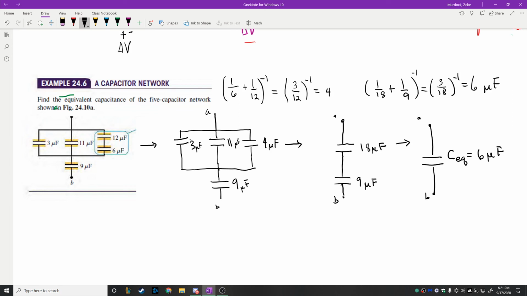So we'll call this part A of this problem. And we're going to add our own part to this. So now we're going to say, if the potential difference, delta V, between A and B is, let's say, 10 volts, we want to find the charge on each capacitor.